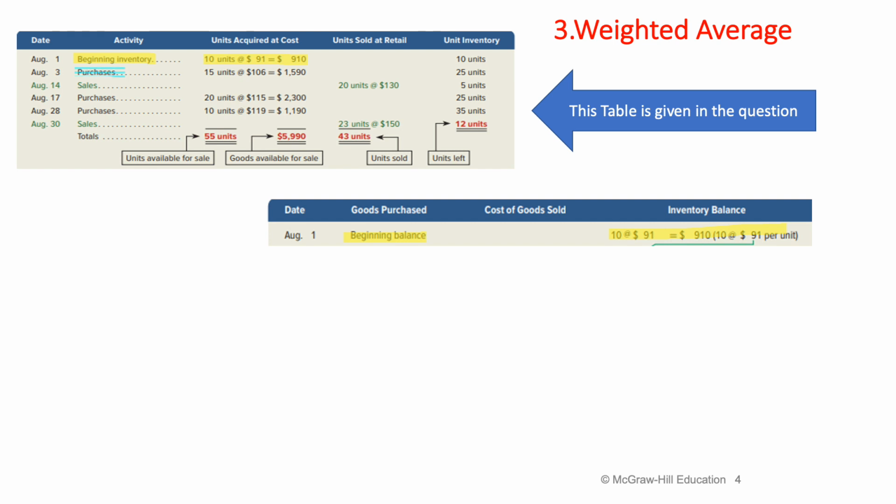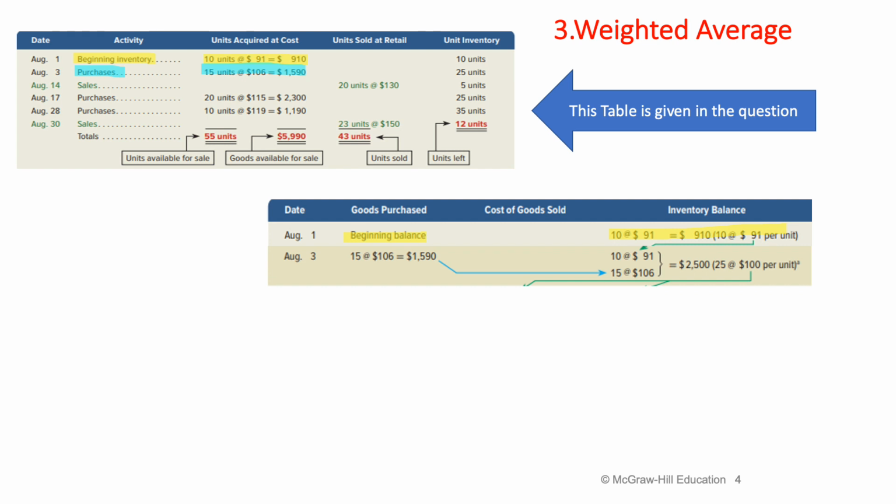Then on the 3rd of August, the company did purchases. They purchased 15 units and each unit cost them 106, which means that the total cost of the purchases was 1,590. To report this on the table, I'm going to include August 3rd and put the purchases of 15 units multiplied by 106 under the goods purchased column. Why did I add it in the goods purchased column? Because on August 3rd, the company did purchases.